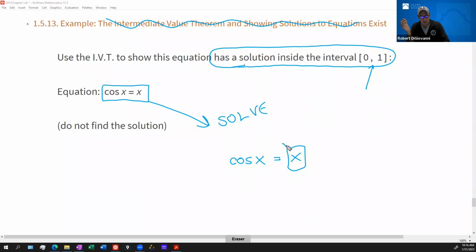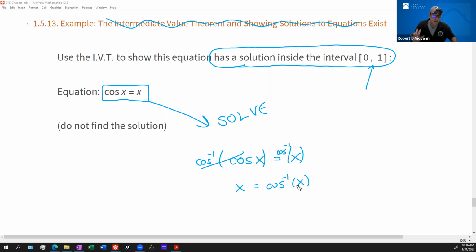The other thing you can't do is come in here and take cosine inverse on both sides. Even if you do that and kill off the cosine over here and get X, now the right-hand side is cosine inverse of X. So again, you can't solve for X unless you know X. So you're stuck in this circular argument. There's just no technique that you have that can solve this.